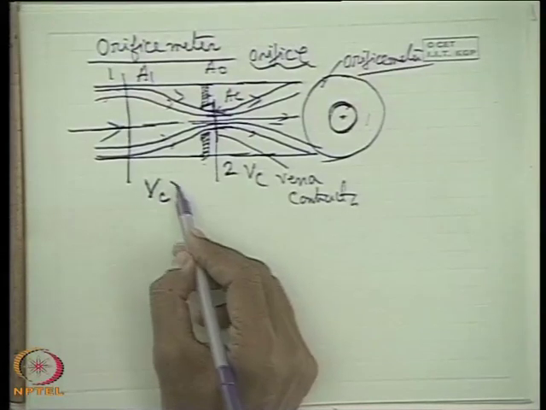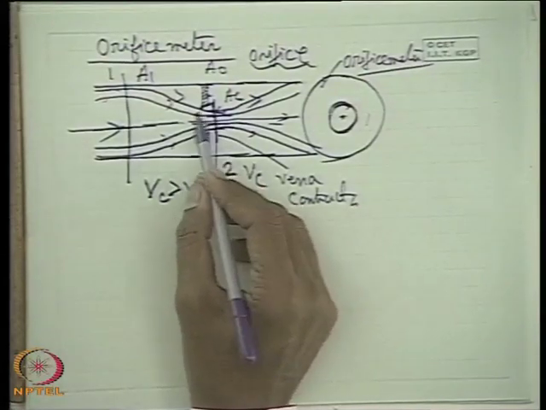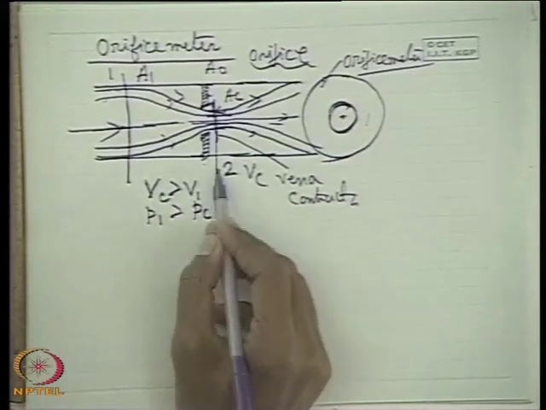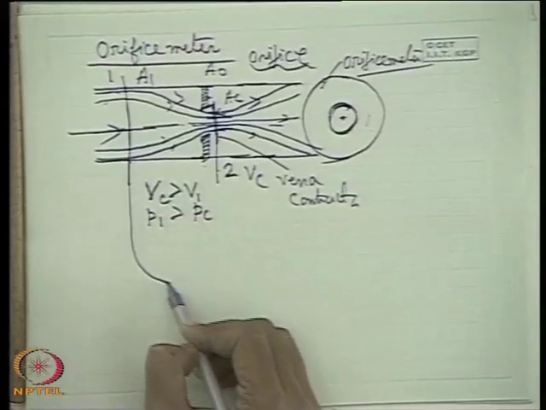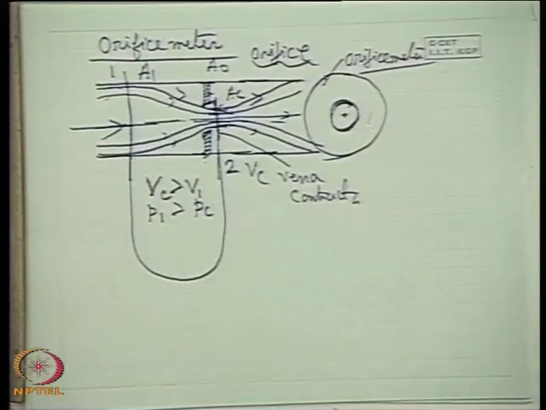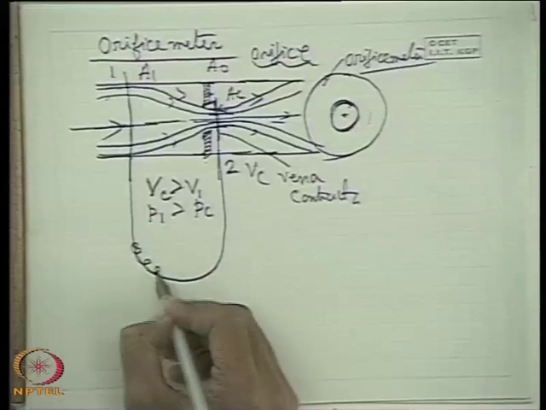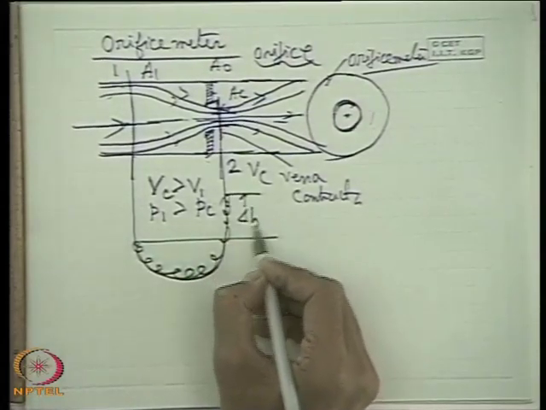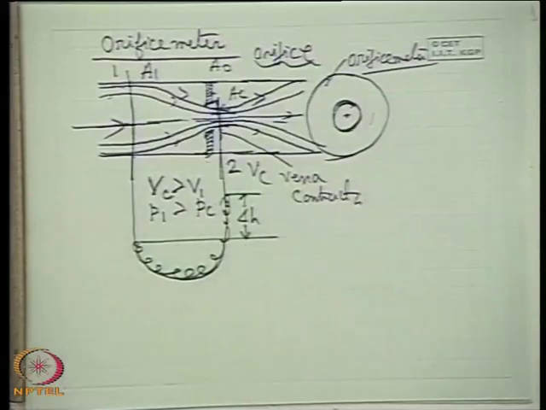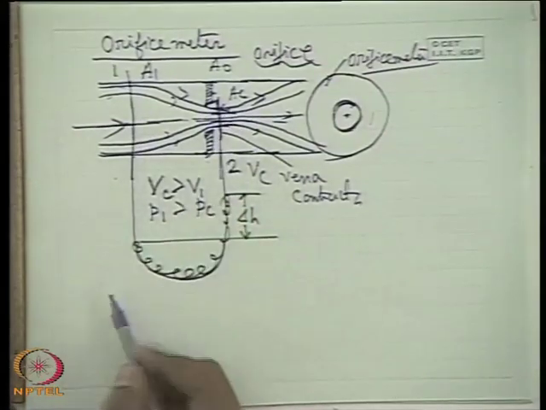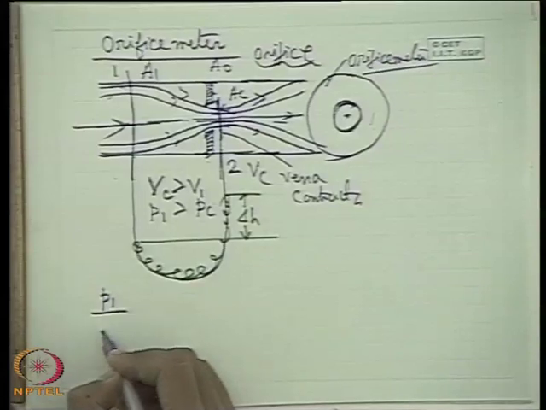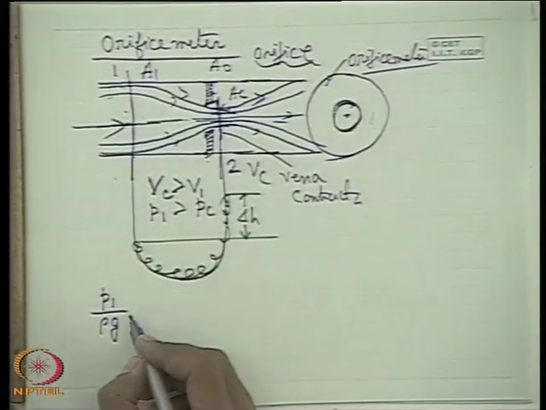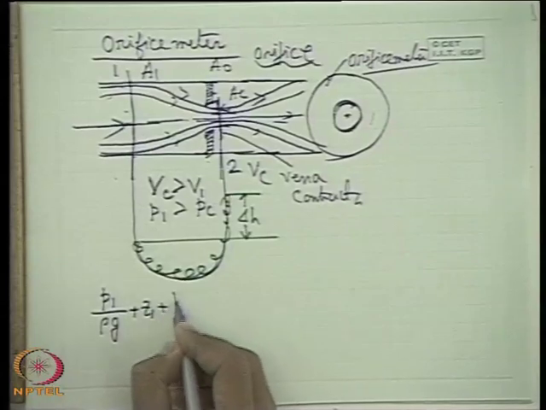VC is greater than V1 because this is the maximum velocity with the minimum area, and P1 is greater than PC. PC is less than P1. So if we attach a manometer within this, then the manometric fluid will behave like this. So you take this as the delta H. Here also, now if you write the Bernoulli's equation between these 2 points, you can write that P1 by rho g.